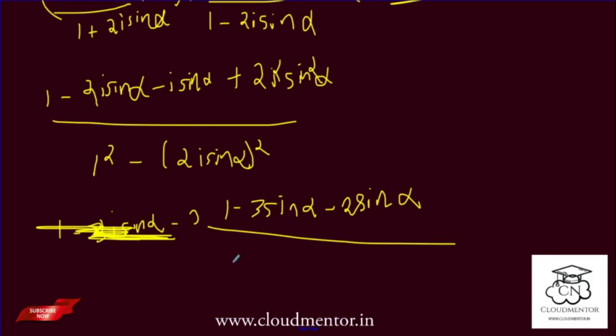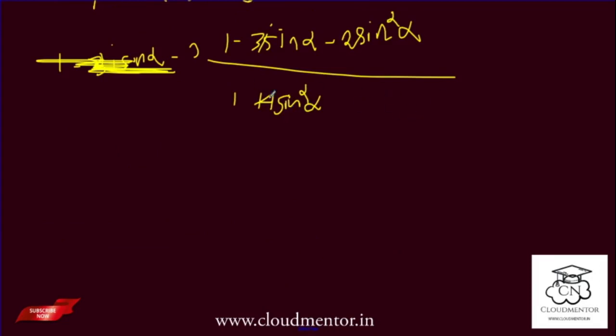1 plus 4 i square, that is minus 1, so plus 1 plus 4 sine square alpha. So we get 1 minus 3i sine alpha minus 2 sine square alpha, divided by 1 plus 4 sine square alpha. So this is the form we got at last.